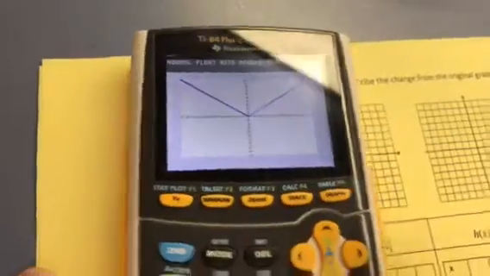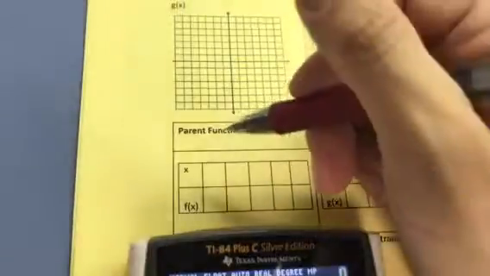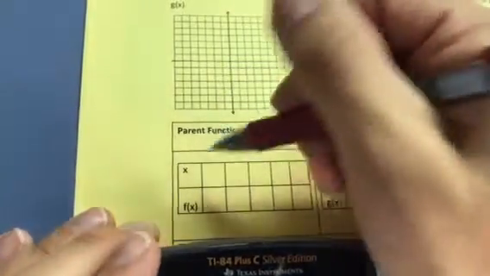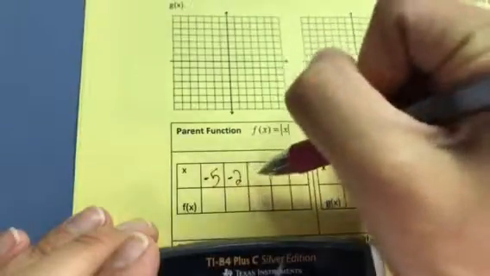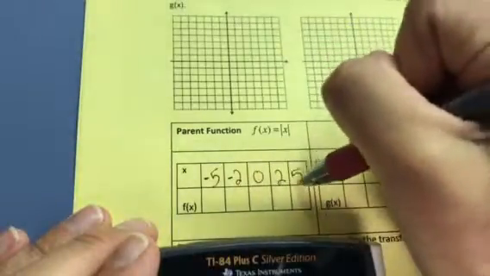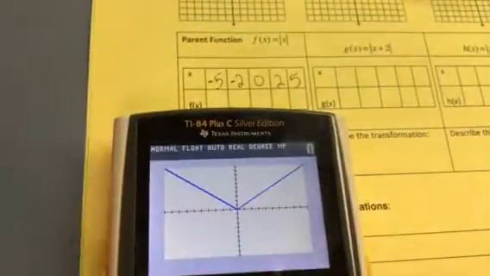So we're going to make our table. We're going to use these X values here: -5, -2, 0, 2, and 5. So the easiest way to figure out what their y's are is to go to your table.